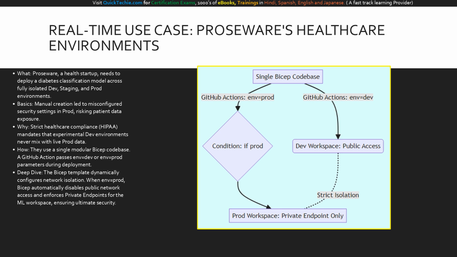In our final diagram, we see the power of dynamic infrastructure as code at Prosware. A single Bicep codebase acts as the source of truth. When GitHub Actions passes the dev parameter, it deploys a workspace with public access for the data scientists. However, when passing the prod parameter, the Bicep conditional logic intercepts. It overrides default settings, deploying a production workspace secured strictly behind a private endpoint. Complete automated isolation.